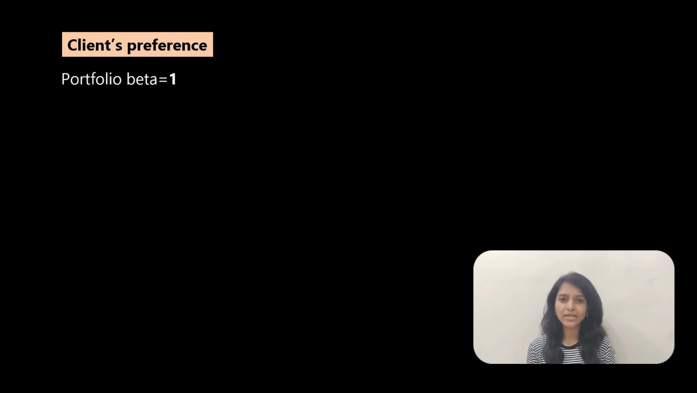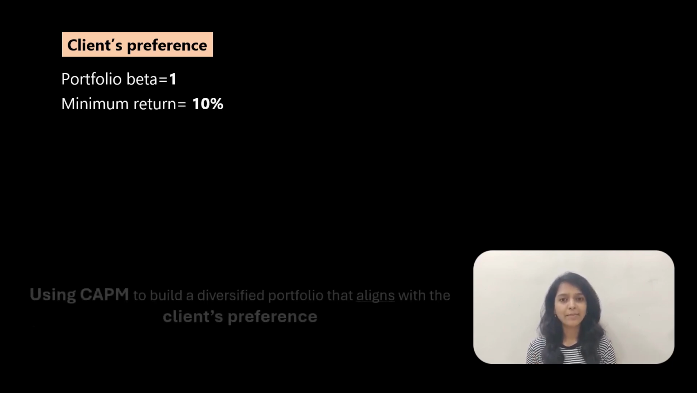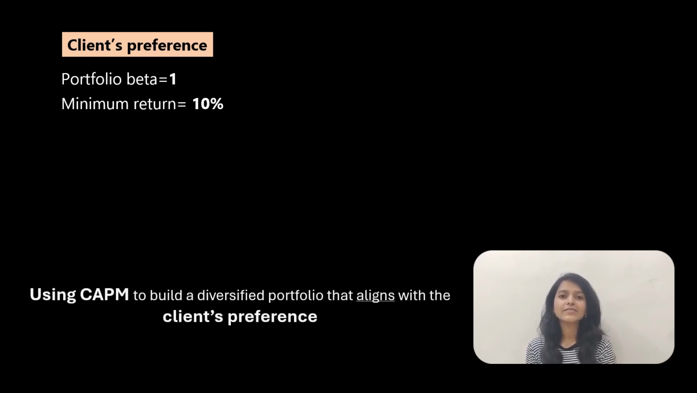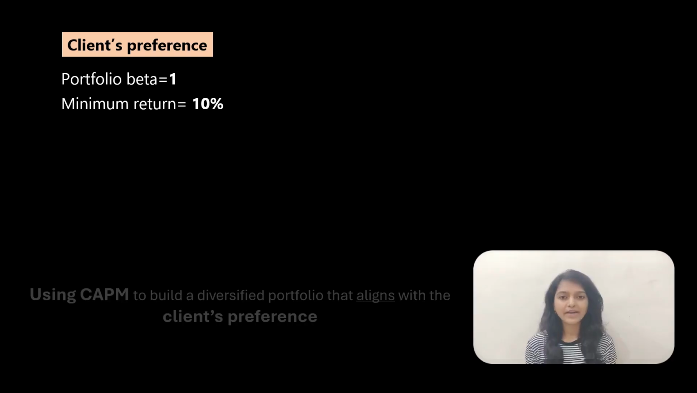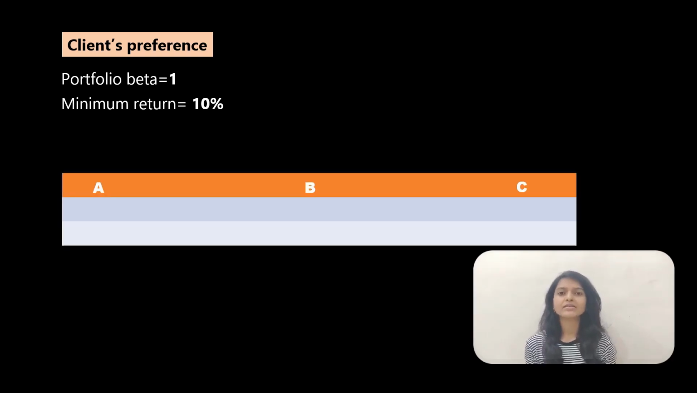Let's imagine that an asset manager is in the process of creating a diversified portfolio with a specific risk and return. A client has expressed a preference for a portfolio beta of 1 and a minimum return of 10%. Now the manager is looking to use CAPM to help in building a diversified portfolio that aligns with the client's preferences. We have 3 assets given, A, B and C.